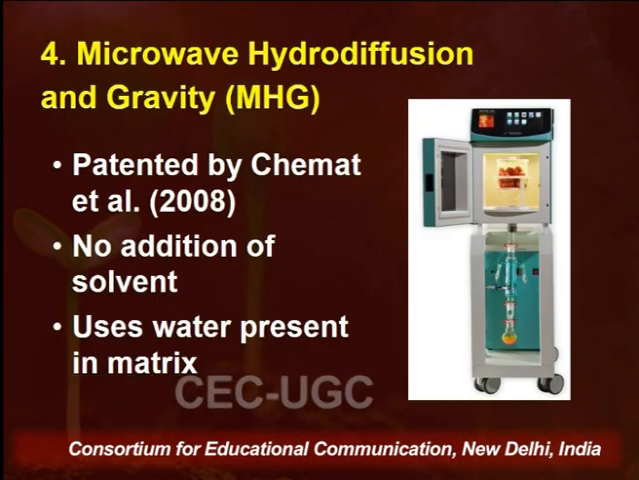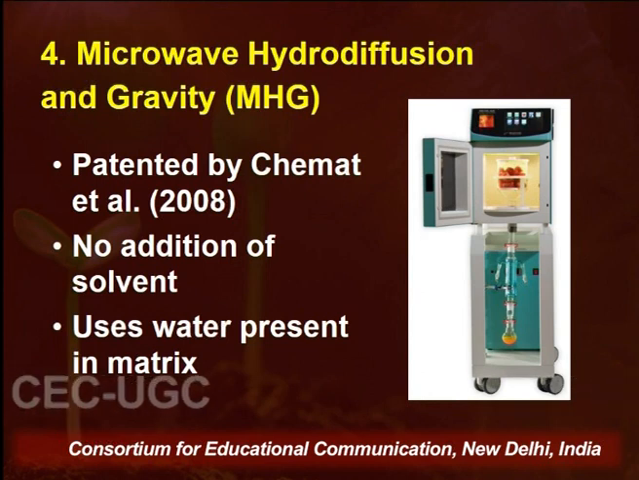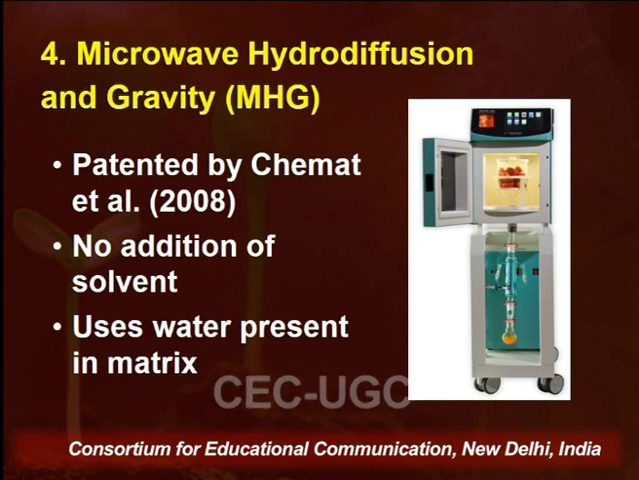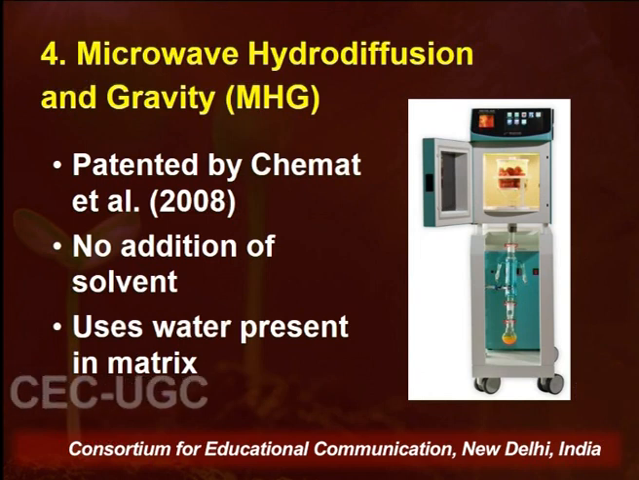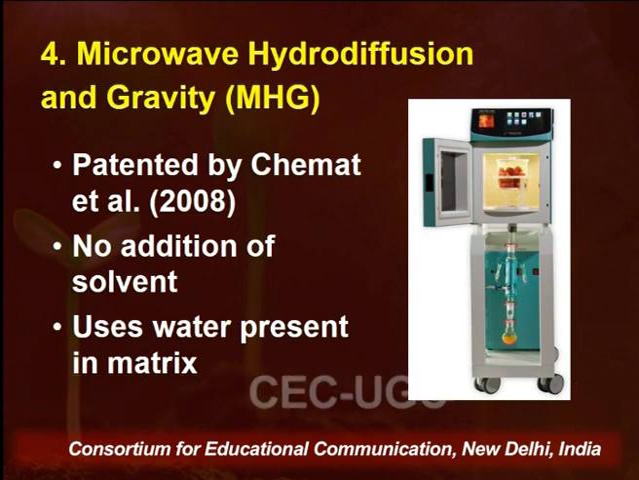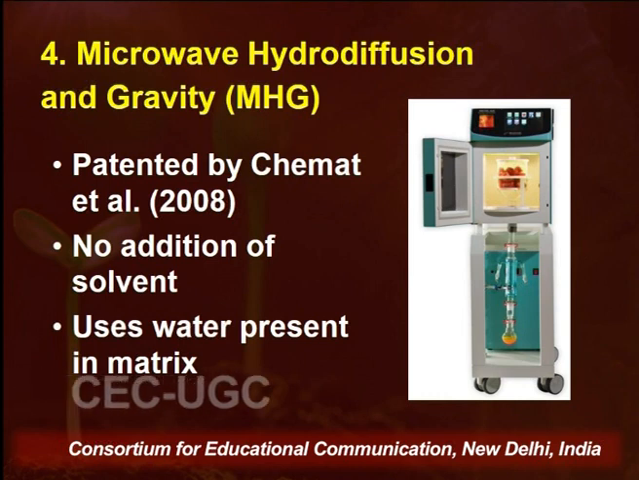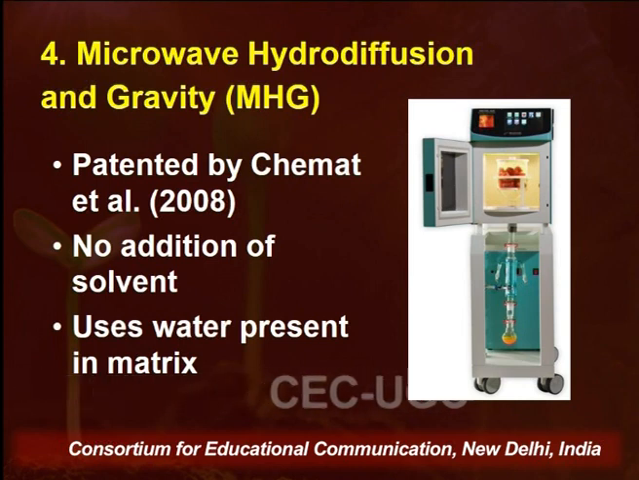Another microwave modification is microwave hydrodiffusion under gravity. Here the condensation system or refrigerant system is placed at a lower level than the distillation still. The raw material is packed into the vessel, and that vessel is placed in the microwave. Again, the moisture present in the raw material is used as a solvent. The vessel is heated.